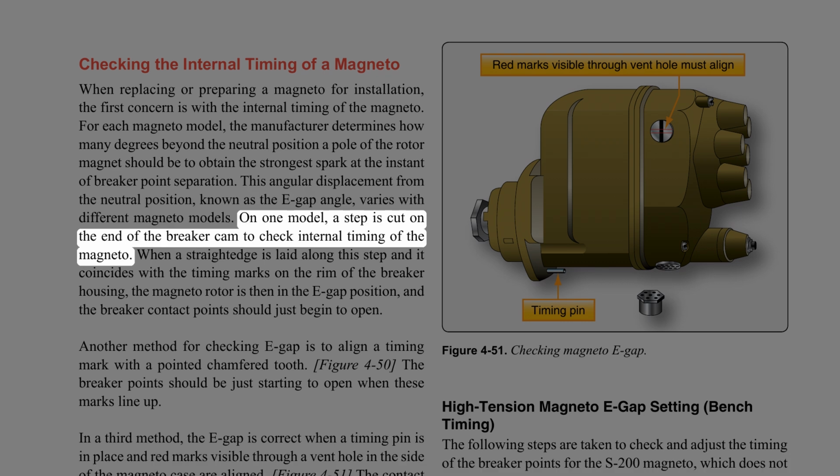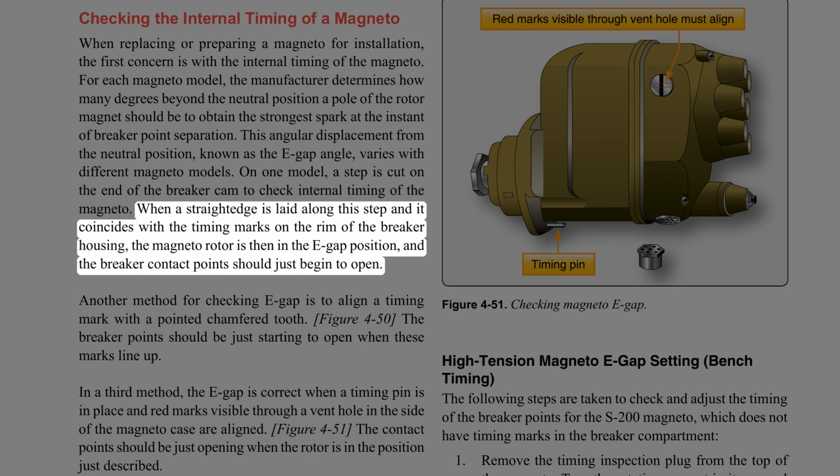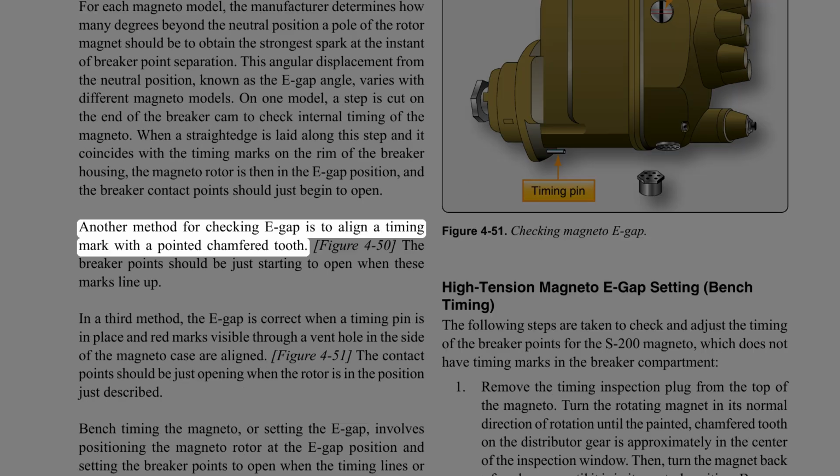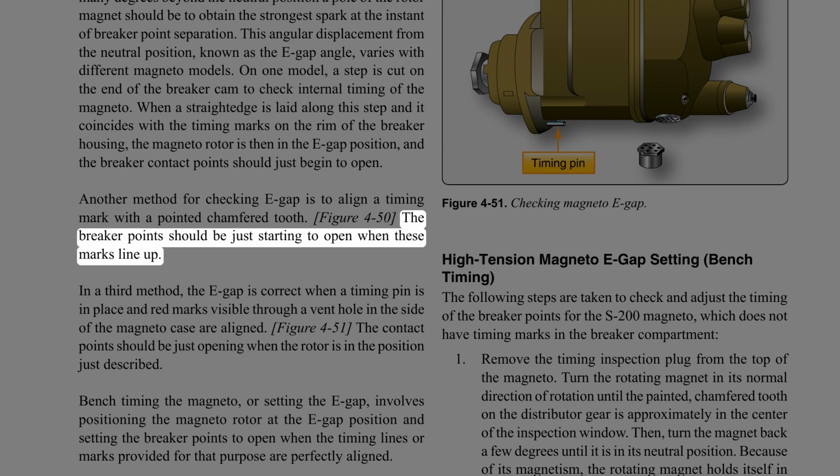On one model, a step is cut on the end of the breaker cam to check internal timing of the magneto. When a straight edge is laid along this step and it coincides with the timing marks on the rim of the breaker housing, the magneto rotor is then in the E-gap position, and the breaker contact points should just begin to open. Another method for checking E-gap is to align a timing mark with a pointed chamfered tooth. The breaker points should be just starting to open when these marks line up.